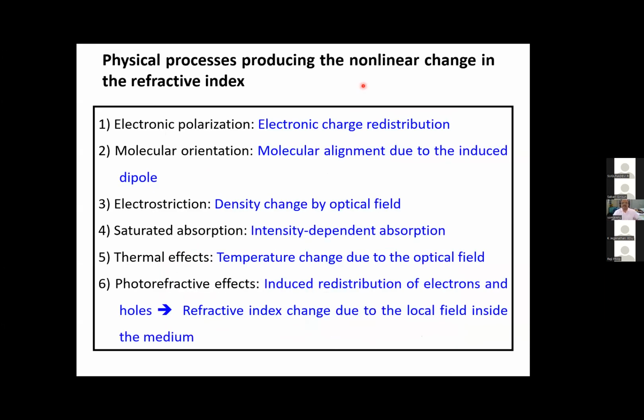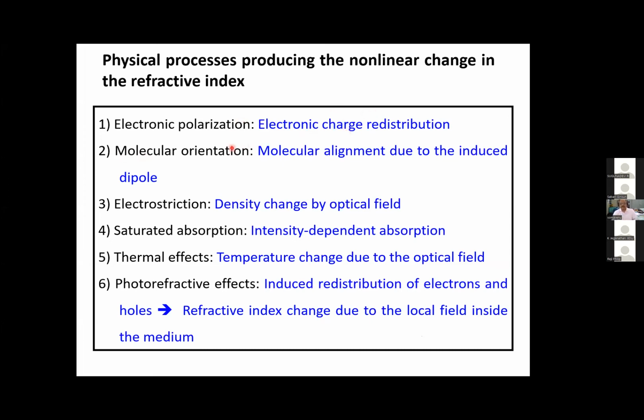Now, what are the processes which give rise to change in the nonlinear refractive index? What is electronic polarization? It means the charge distribution of the electrons. When an external electric field is applied, these charges get redistributed. That is called electronic polarization. That is the quickest in terms of time. This usually happens in the femtosecond time domain.